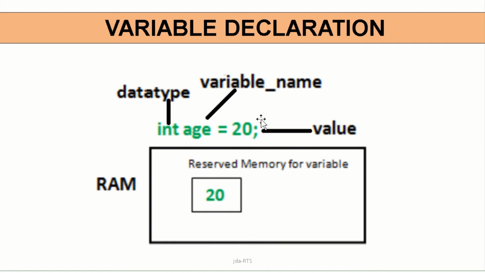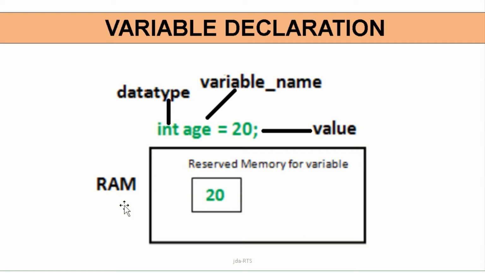In Java, it's always mandatory that when you create a variable, there should always be an initial value. If you don't want a specific value, you can put 0 as your initial value. Here we have 20 as the initial value of the integer variable age. When you create a variable, you create a temporary storage in memory, and we put 20 into that reserved memory stored in your RAM.